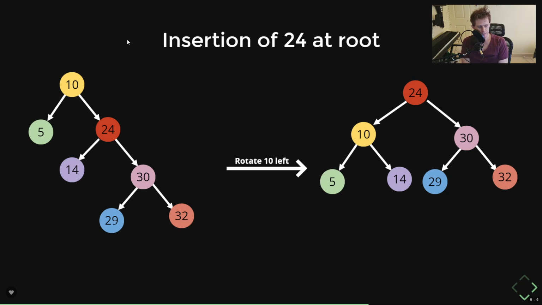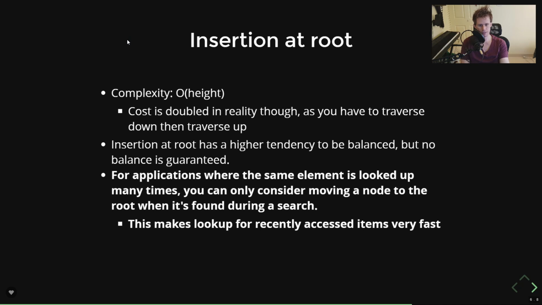And Jay says, will every rotation move the child node up one level? Yes, it will. So going from bottom to top will be O(N). Exactly. And I might jump straight ahead to complexity. You can see here that the complexity of an insertion at root is O of height as well, or O(H).